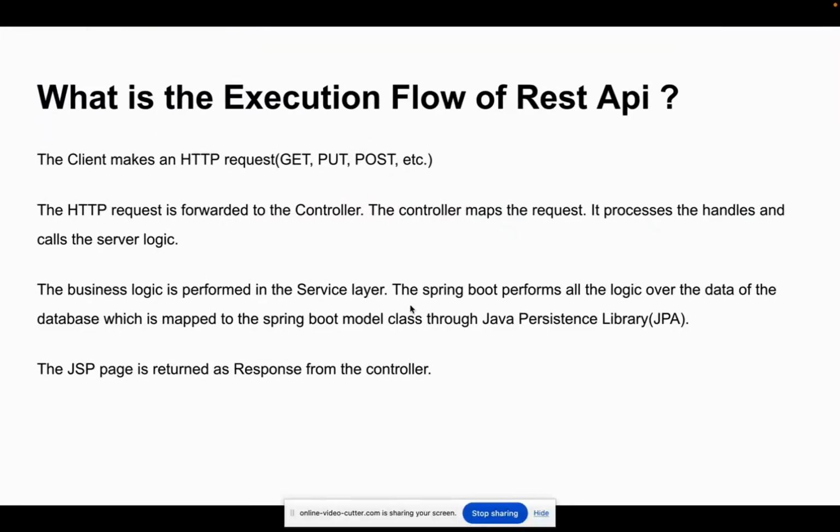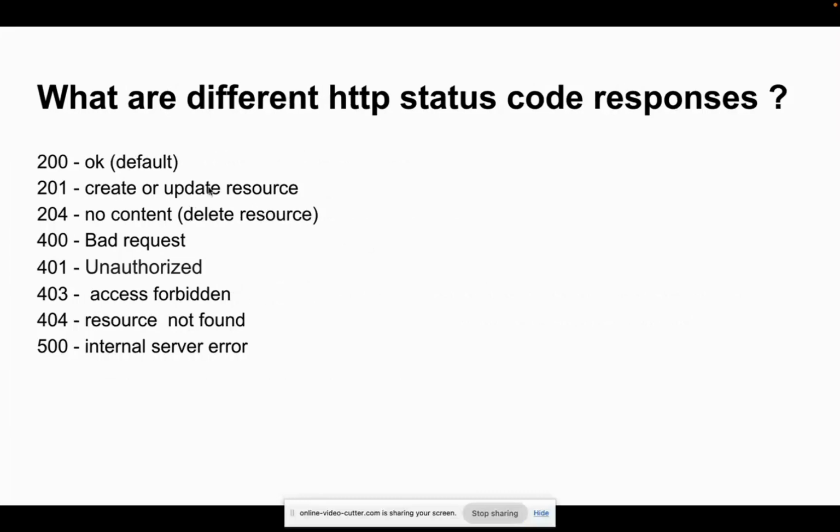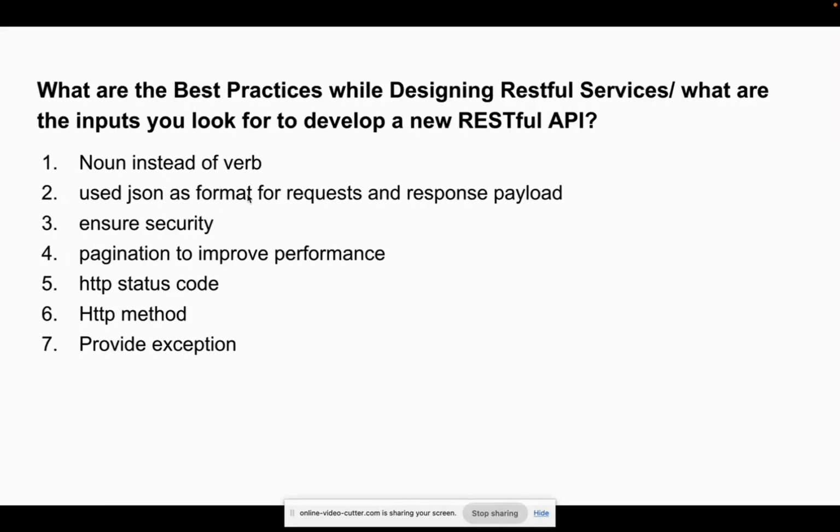Now, next question is, what are the different HTTP status code responses? So here, 200 is OK, 201 is created, 204 is no content, 400 is bad request, 401 unauthorized, 403 is access forbidden, 404 is resource not found, 500 internal server error. This is the final question in this video.